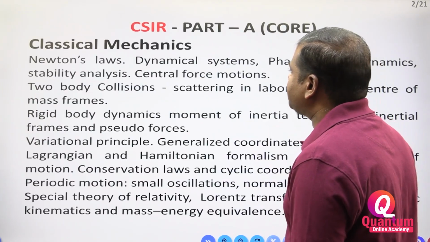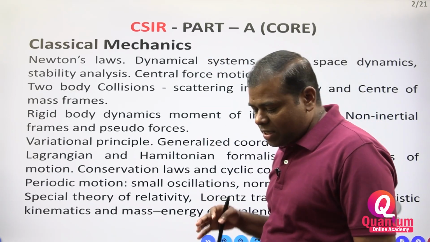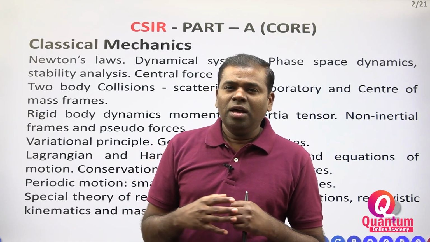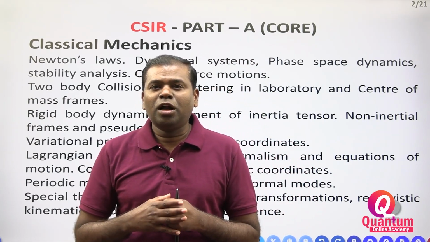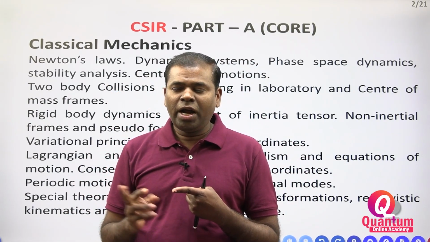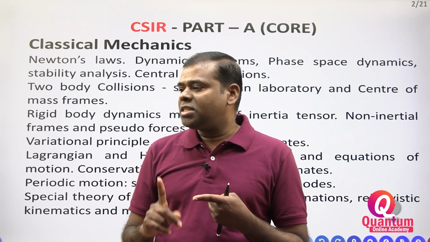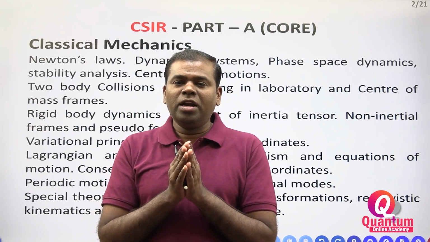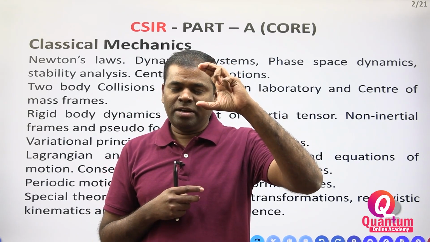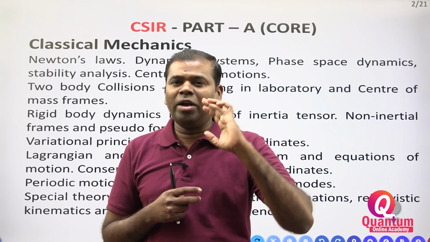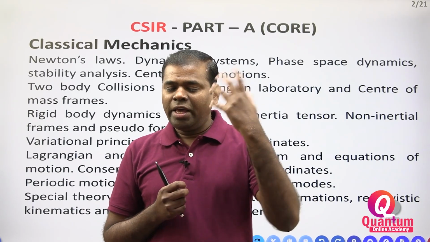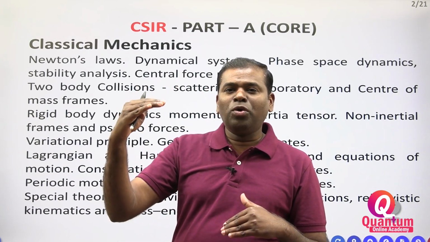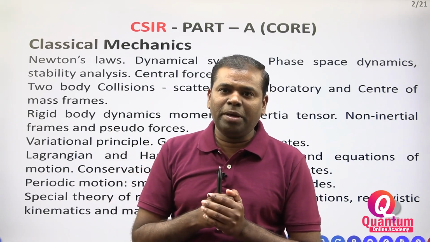Now we have to see. There are 2 parts in the CSIR examination. According to our syllabus also, 2 parts are there: part 1 and part 2. What is part 1 and what is part 2, you have to see. In part 1, some core syllabus is there. In part 2, some advanced syllabus is there, in each and every paper. In classical mechanics also, there is a core paper and an advanced paper.